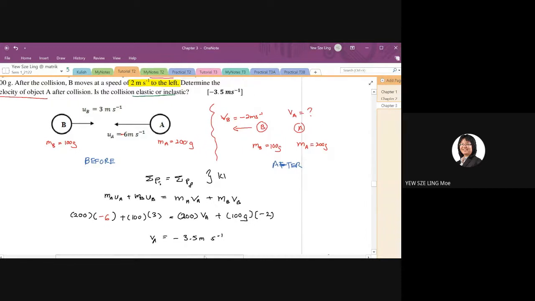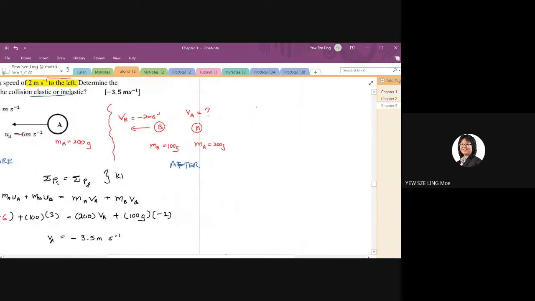You have to show. All right, so you're going to calculate total K initial, which is 1/2 MA UA squared plus 1/2 MB UB squared. And then you calculate the summation of K final, 1/2 MA VA squared plus 1/2 MB VB squared. All right, you calculate and then compare the value. See whether it's elastic or inelastic. All right, so this one I'll leave it to you.